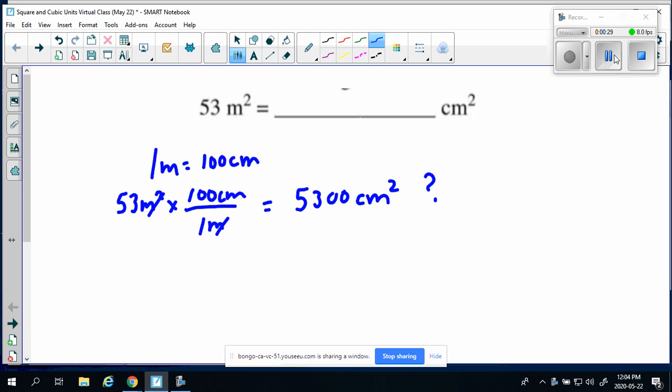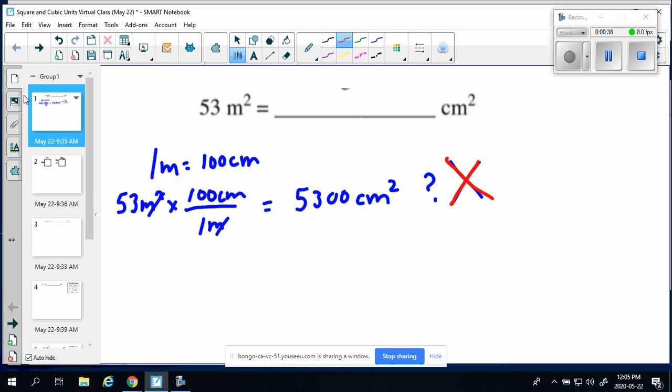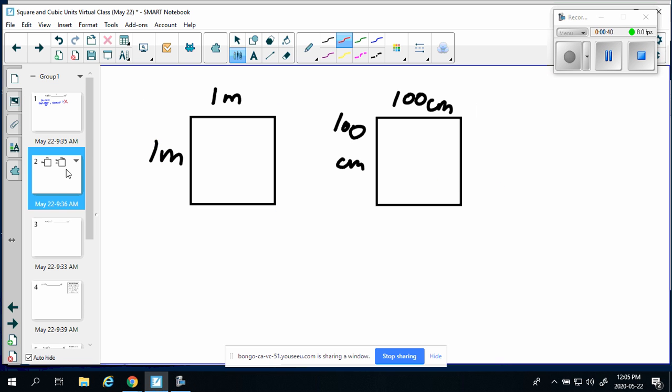Is that correct? So this is actually incorrect. You can't do it this way. This is wrong. Do not do this. And I'm going to explain to you using this slide why that is wrong.